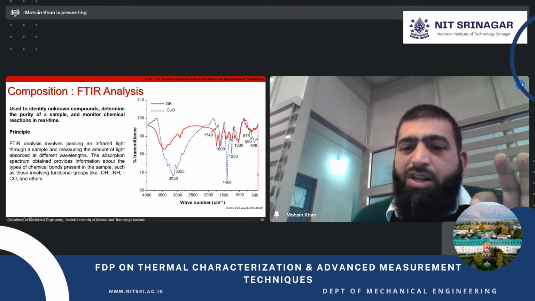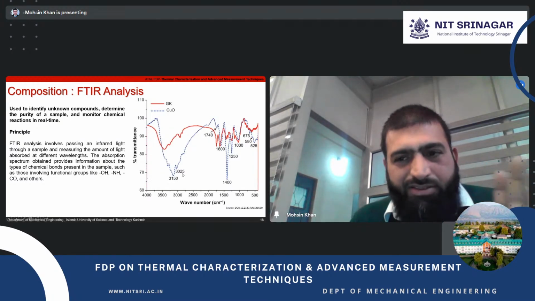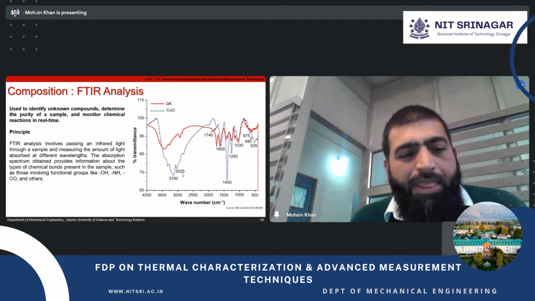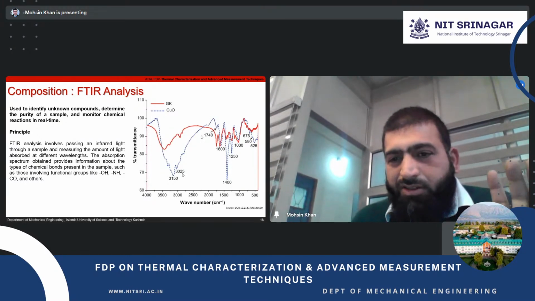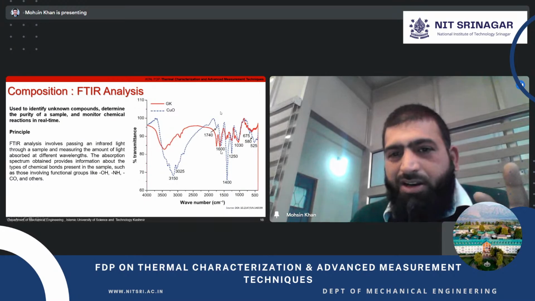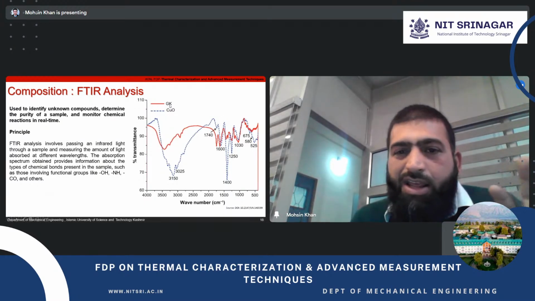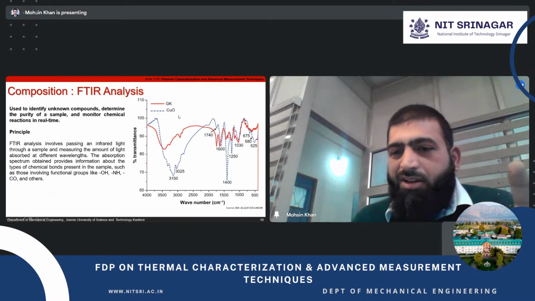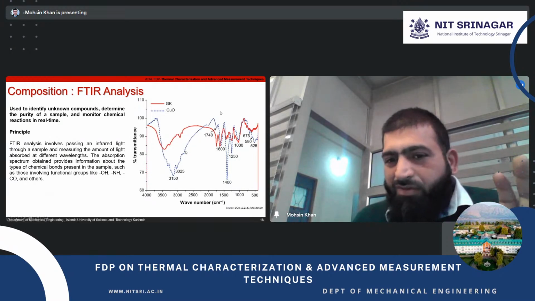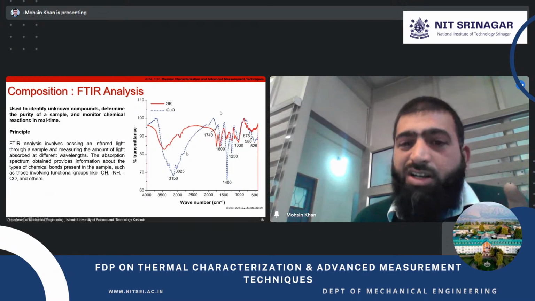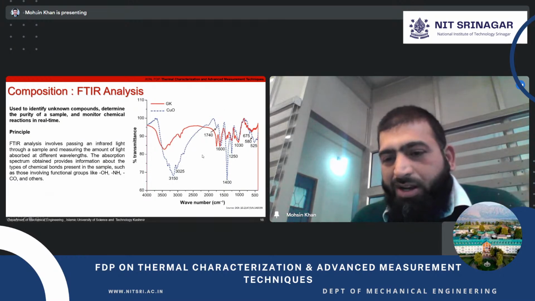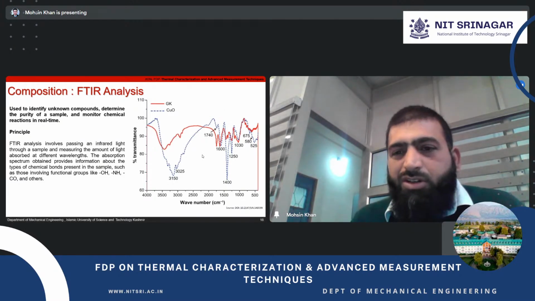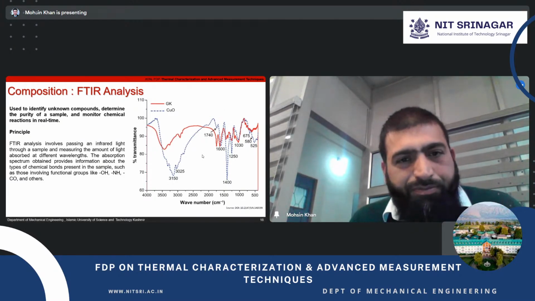So this corresponds to a particular functional group. These are the two studies that have been done. One is with the base fluid GK and another is with the copper oxide nanoparticles. So you can see how the functional groups and the composition have been altered when we have doped with the nanoparticles. This is important depending upon the application.